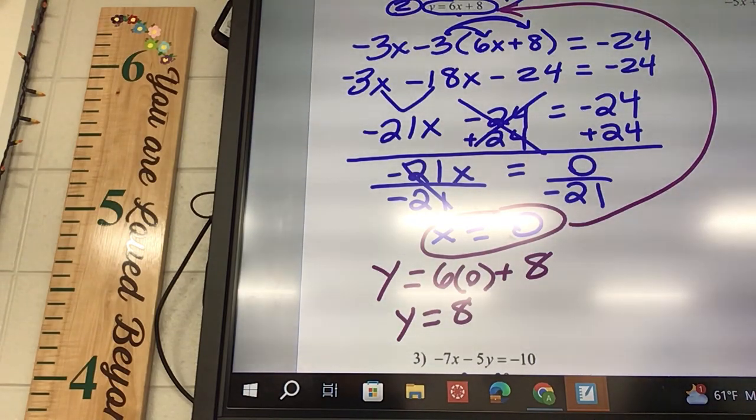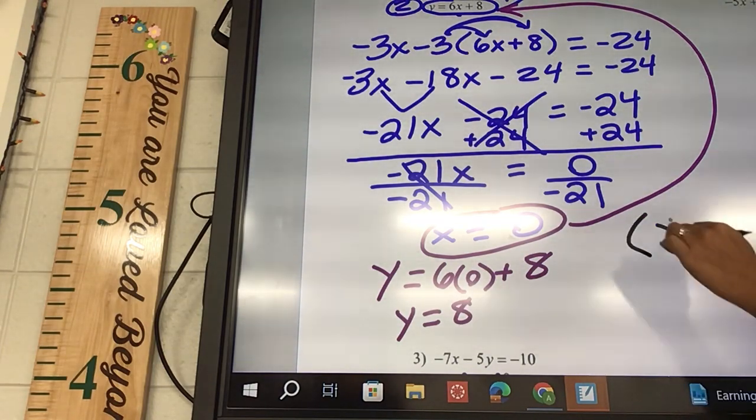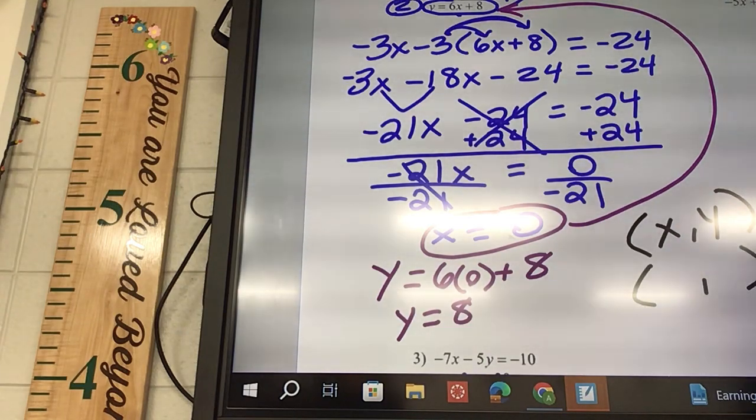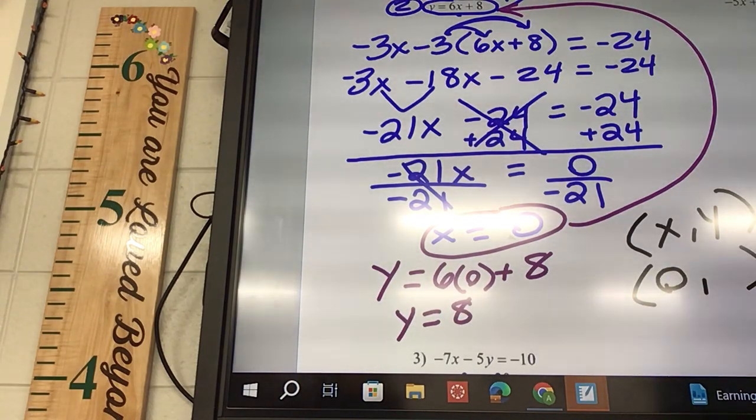Okay, and then our very last step is the easiest one. We have to write it as a coordinate, and the coordinate goes like this. The x always comes first and then the y. Well, what is my x? We found it. What was it? 0. And what did we find the y to be? 8.